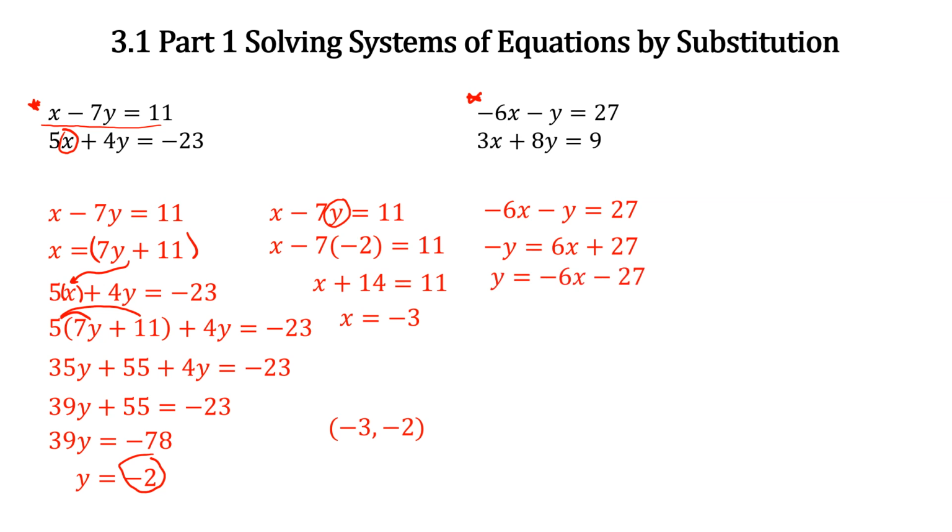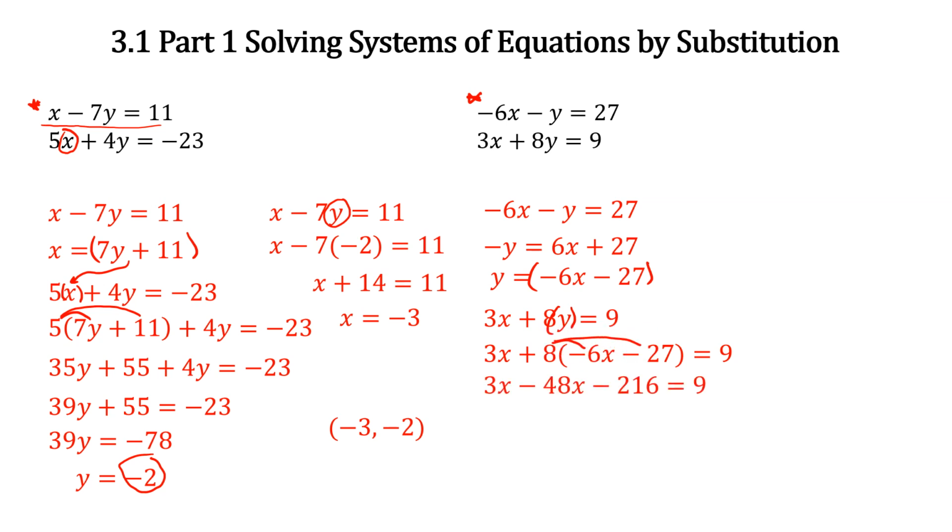So now I have to plug that back into the other equation. So again, this is going to take the place of this. Do the distribution. Combine our like terms. The whole point of this is you're solving one variable and plugging it back in, so you only have one variable to solve for in the other one. We only have x to solve for. Add 216, divide by -45, and get x as -5.